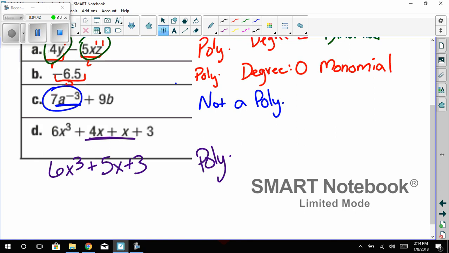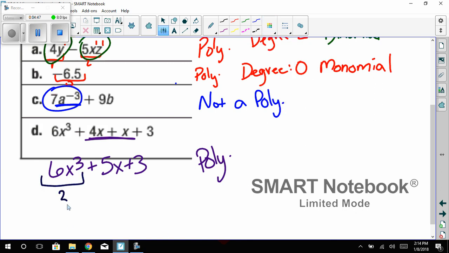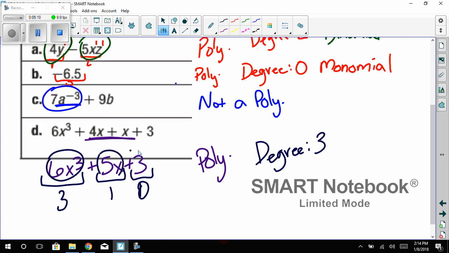Now I have to determine degree. The degree of this one is 3. The degree of this one is 1. The degree of this one is 0. I pick the largest one of those. Therefore, this one has a degree 3. And then finally, monomial, binomial, trinomial. Since there are 3 terms, this 6x cubed, 5x, and 3, that's 3 different terms. This is a trinomial.